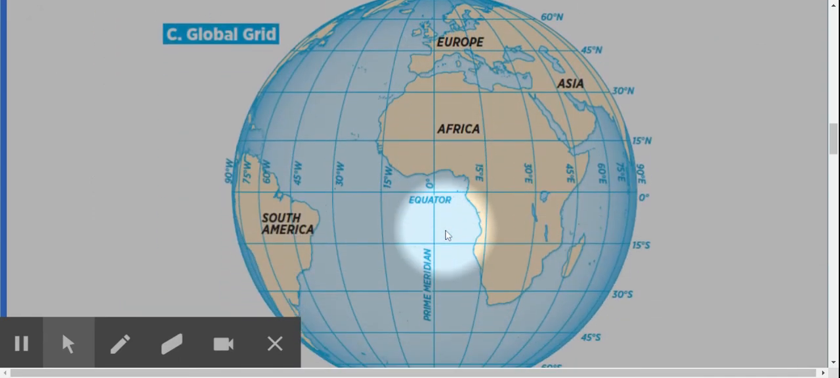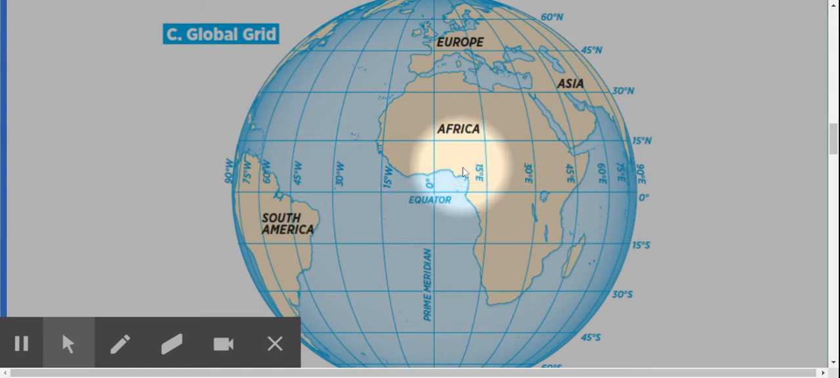Here we have a global grid, and this is how we find things on the map. Coordinates are always given latitude first and then longitude. So for example, for 15 degrees north, we would go 15 degrees north of the equator, and then for 15 degrees west, we would go 15 degrees west of the prime meridian. So 15 degrees north and 15 degrees west, you can see, is located right here in Western Africa.